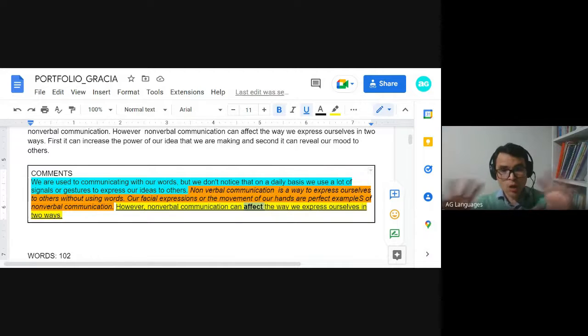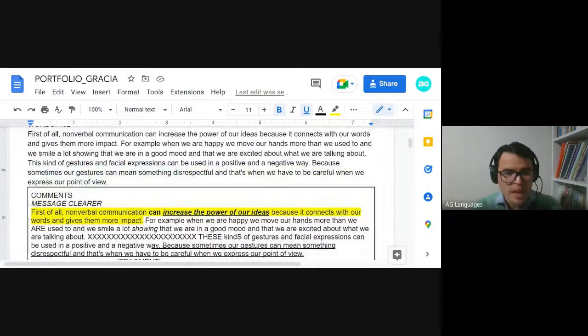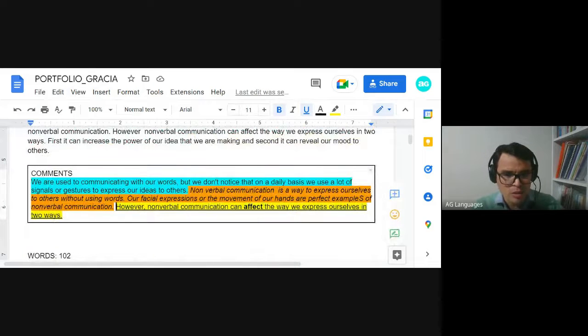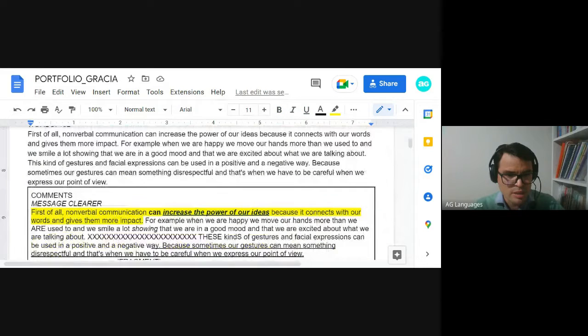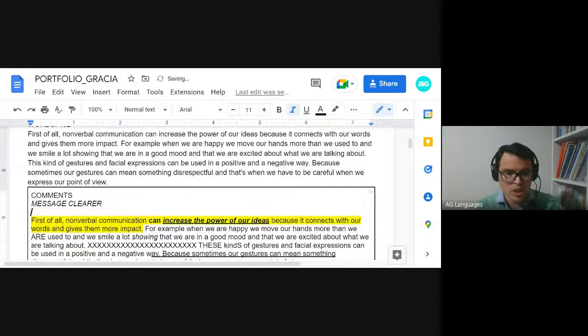So we have a hook to get the reader's attention. We have background information defining nonverbal communication and also giving general examples of nonverbal communication. And then we have a thesis statement that tells you what the whole essay is going to be about. Then I will copy this and I will put it here.